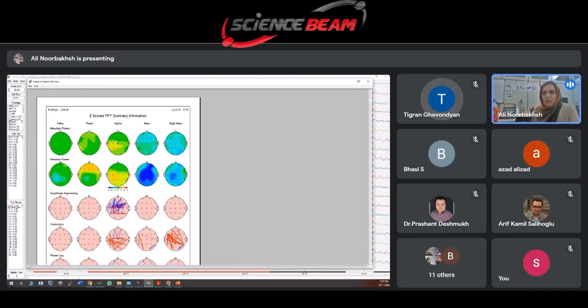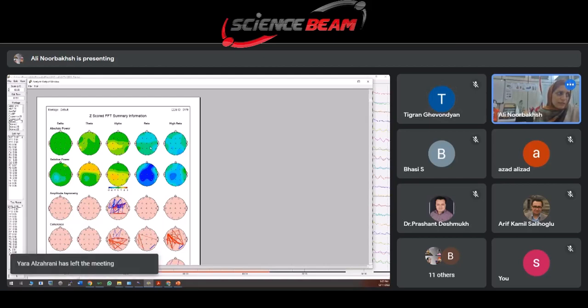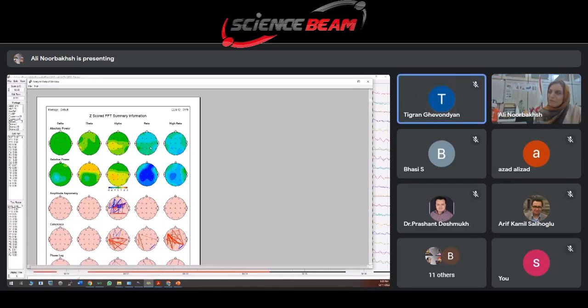And again, alpha increase. Can you see alpha increase again? In parietal? Yes, the parietal increases, yes, but alpha increases, yes. And beta, again, beta, decrease or increase?